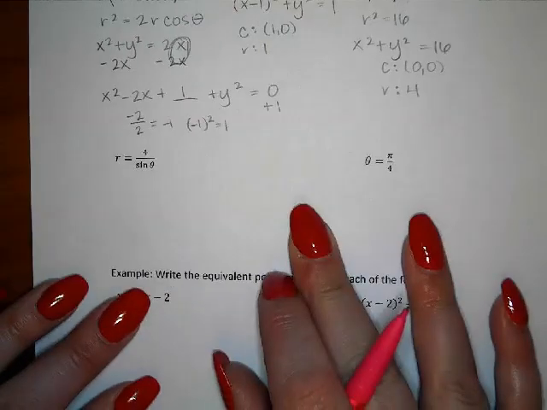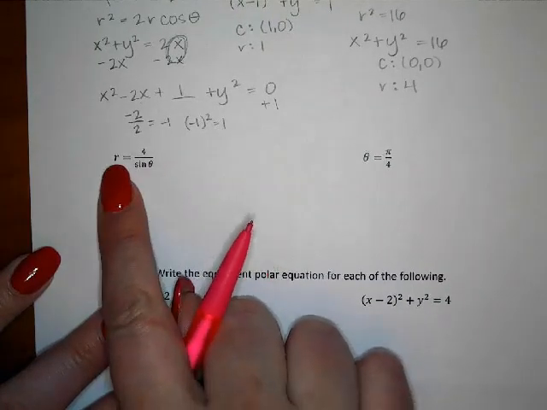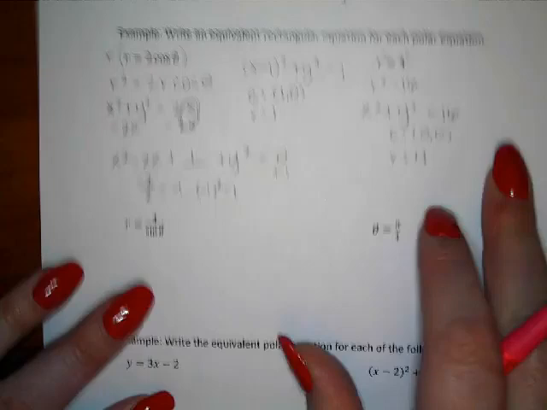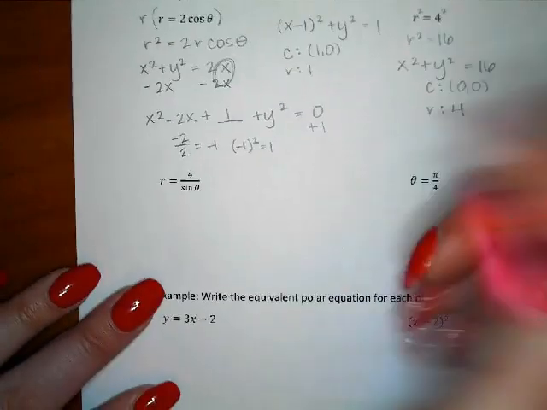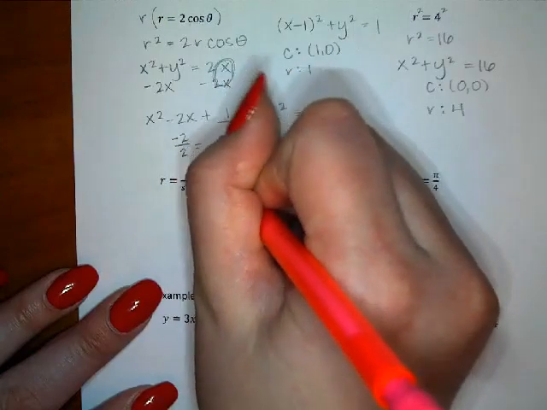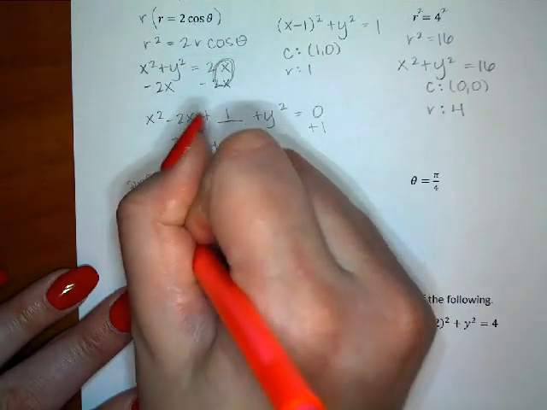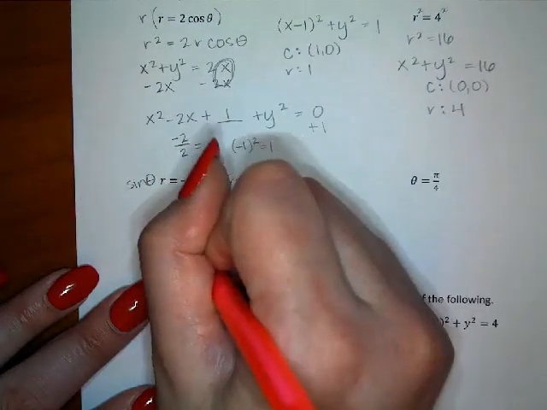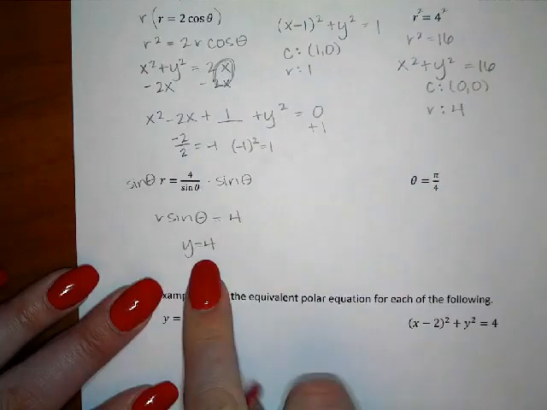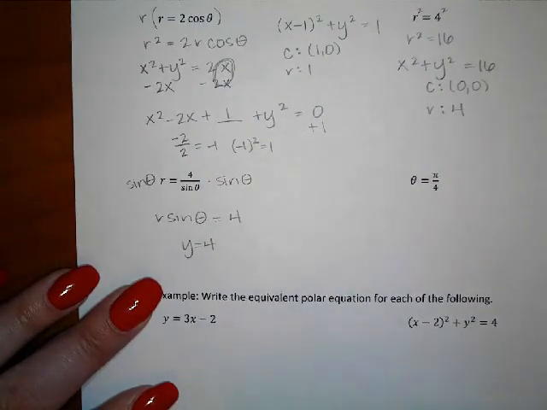All right, with this one, the sine on the bottom, I could just multiply to the other side, and then r sine theta I can replace with y. So I'm going to go ahead and do that. I'm just going to multiply by sine. So r sine theta equals 4, which is y equals 4. And this is a recognizable equation. y equals 4 is just a horizontal line. So that one's good. I'll leave that one.